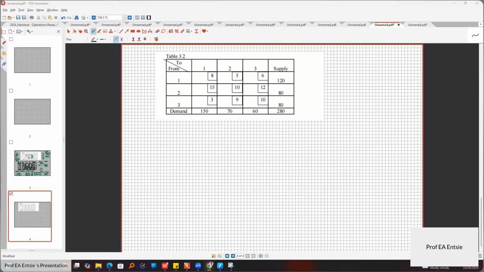So for this initial tableau or solution, the first one is the northwest corner method. Then the next one that we are looking at in this video is Vogel's approximation method. We normally call it VAM. So they will ask you to use these two to find the initial solution.